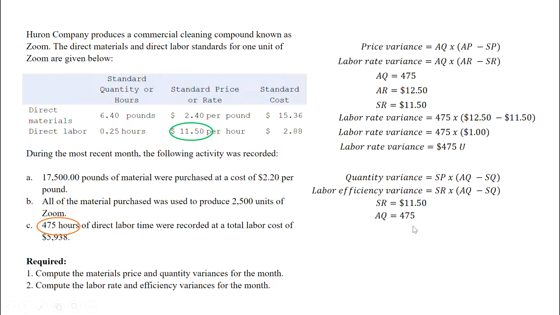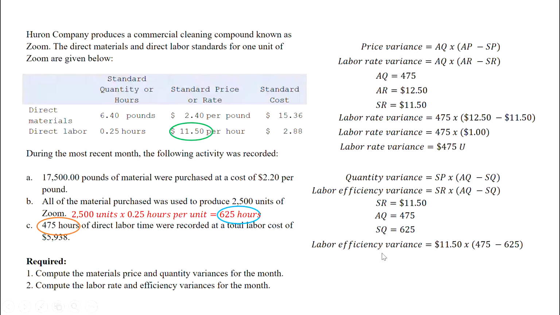What's the standard quantity that we thought we were going to use? It's not given anywhere directly, so I'm going to have to work that information out. So what I'm going to do, very similar to what I did for material, I'm going to take the actual number of finished units that I produce, that's 2,500 zooms, multiply it times the standard rate. In this situation, it'd be the standard rate of 0.25 hours per zoom. 0.25 hours per zoom times 2,500 zooms. I thought I should have used 625 hours if I produced 2,500 zooms. So my standard total quantity of labor hours is 625.